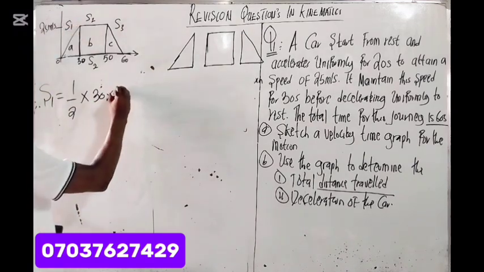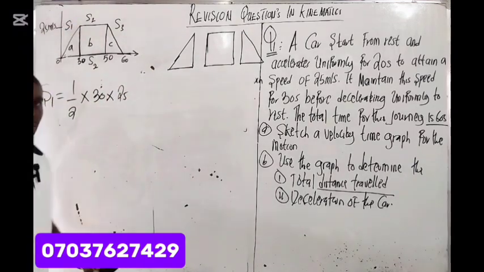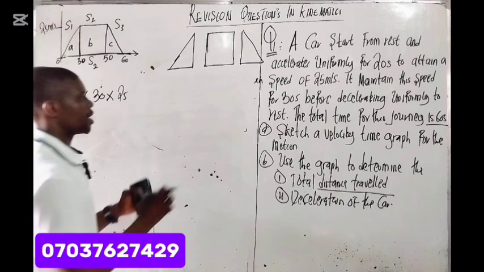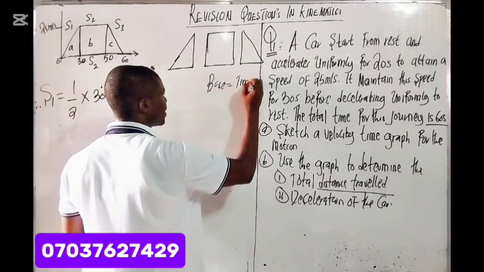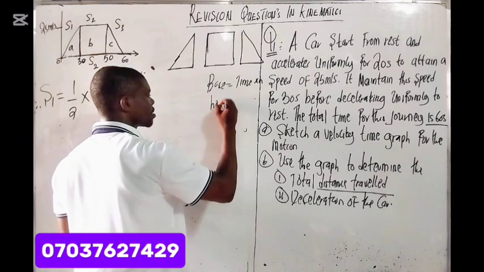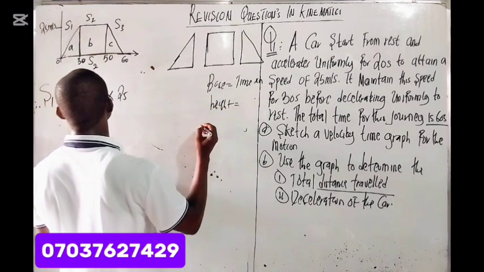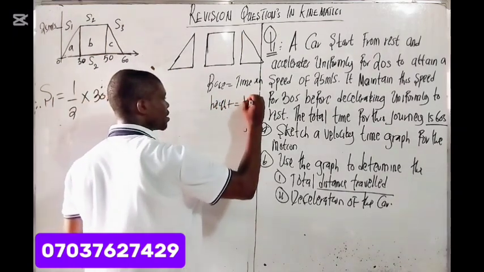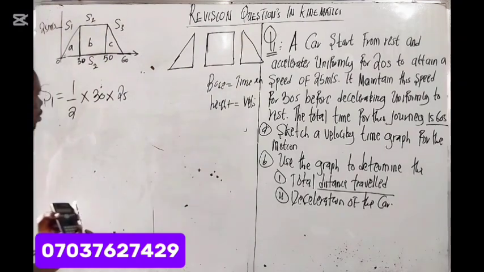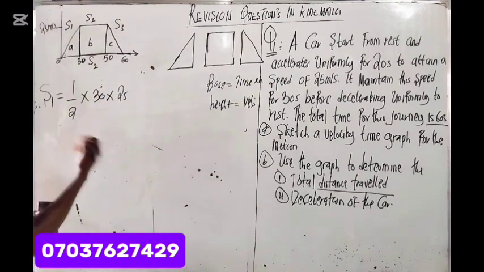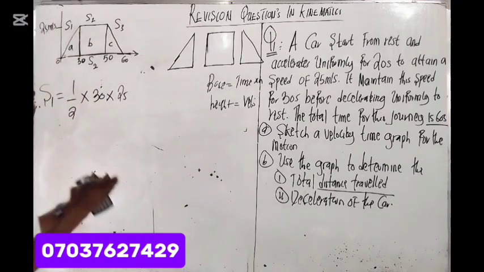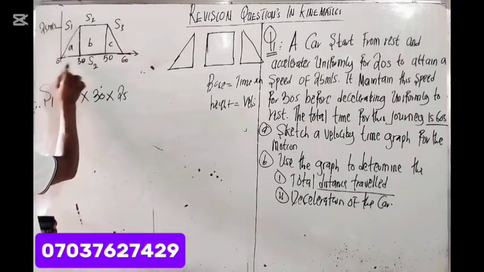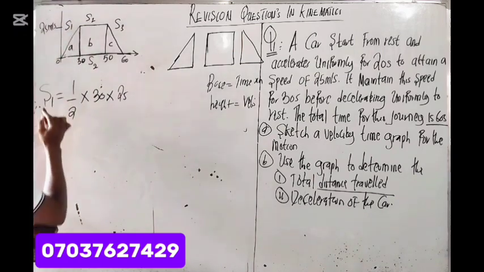My height is 25. My base is my time, right? My height is my velocity. When I say half base times height, remember this is a right-angle triangle. So my base here is 30, and my height here is the velocity, which is 25, right?